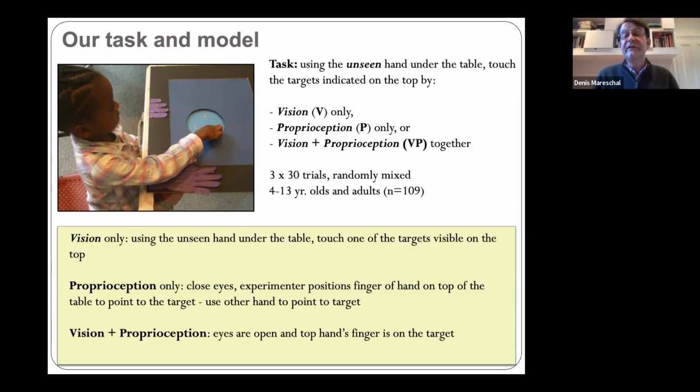In the proprioception-alone condition, they wore little masks, so there was no visual information, and the experimenter placed their top hand, in this case the child's right hand, and positioned the finger on top of the target location, so that they only had this proprioceptive information as a cue to the location to try to touch it underneath. And in the vision-proprioception condition, they had their eyes open and their hands placed there.